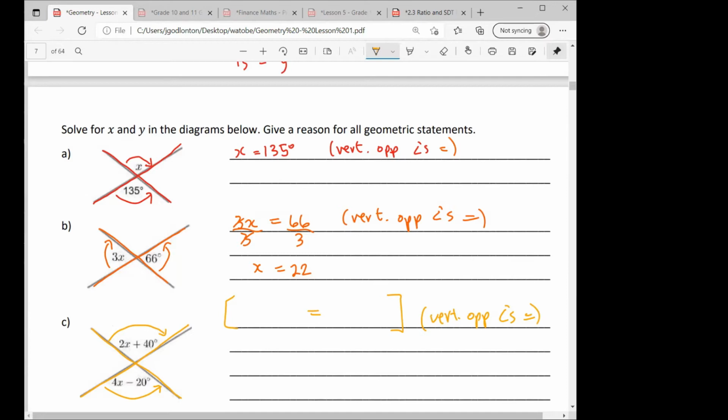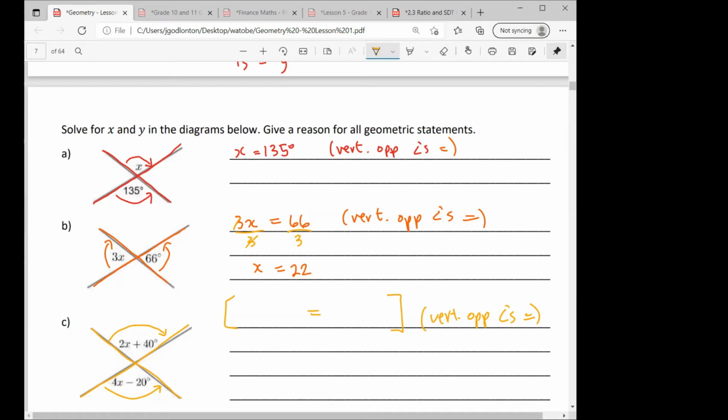Ma'am, you see under 3x by b? Yes. What did you write there? Oh, so I just divided both by 3. So this was 3x equals 66, and I divided both of them by 3 to get rid of that 3. Thank you, ma'am. You're welcome.